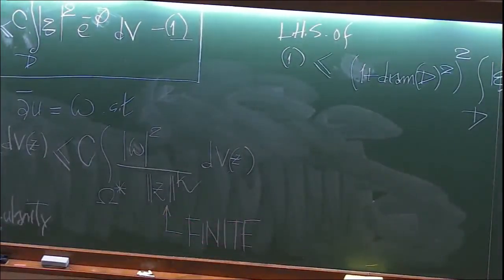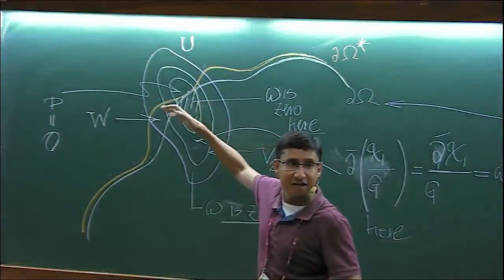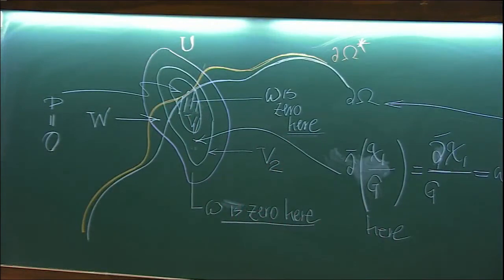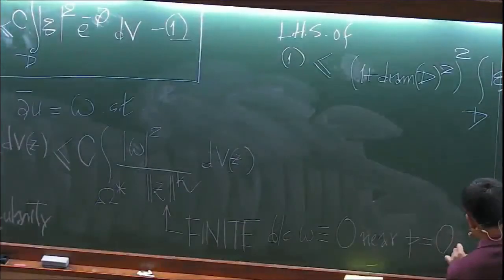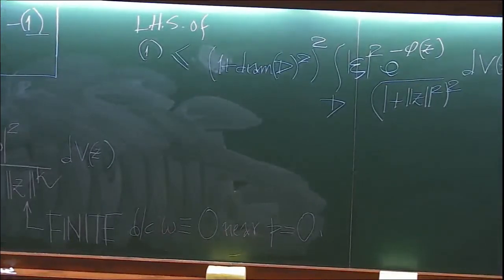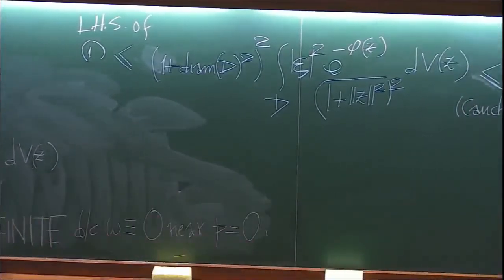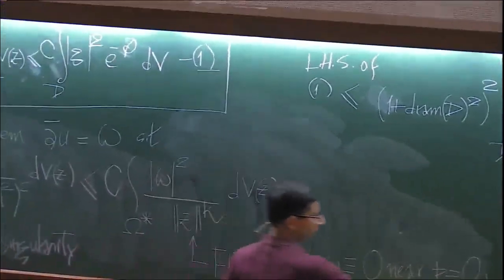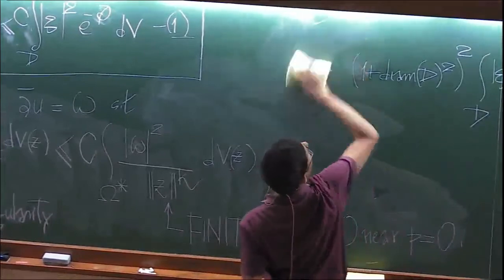Because over here, my form is just dead on the water. It's 0. This is finite because omega is identically 0 near the point P, which I have, without loss of generality, taken to be the point 0. See that? So you see, this forces U to decay. All right? So then, let's write this down.